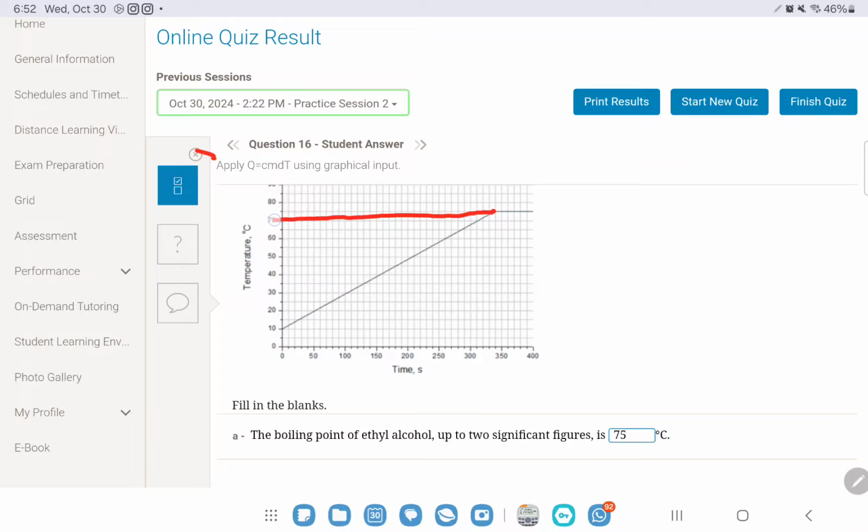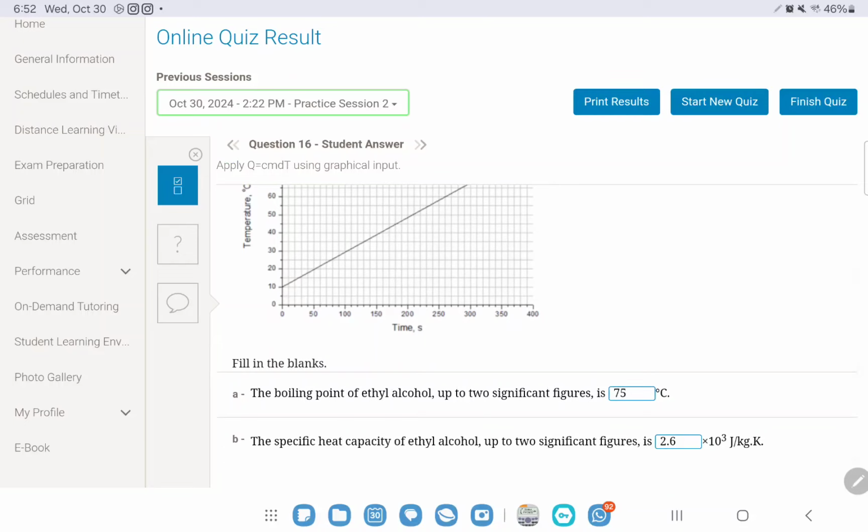You draw a straight line like this with your eyes. It's not like that. That is definitely not a straight line. Sorry, guys. Let me make my line more straight. It should be between 70 and 80 here, and between 70 and 80 we have 75. So that's your boiling point.